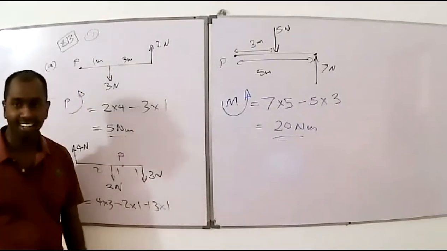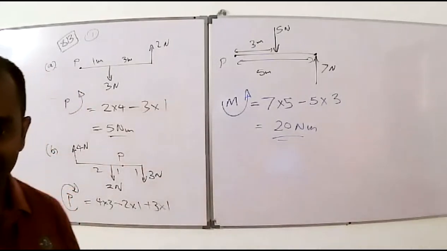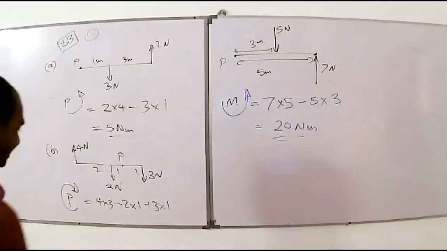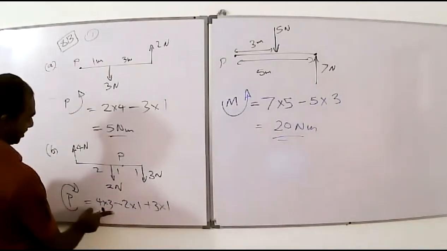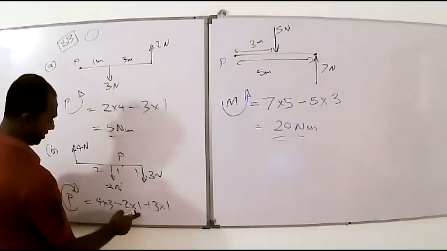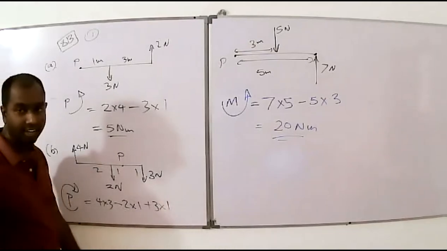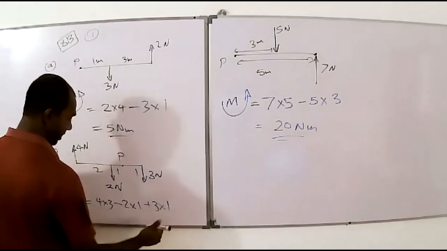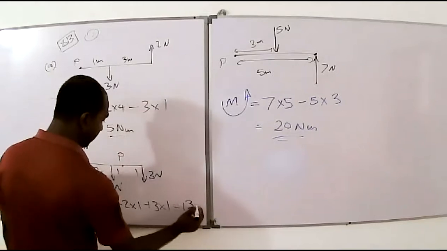Okay. How much? 3 into 1. So 4 into 3, 12. 12 minus 2, 10. 10 plus 3, 13 Newton meters.